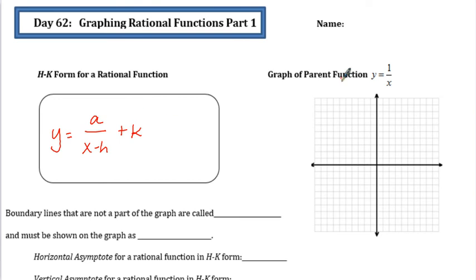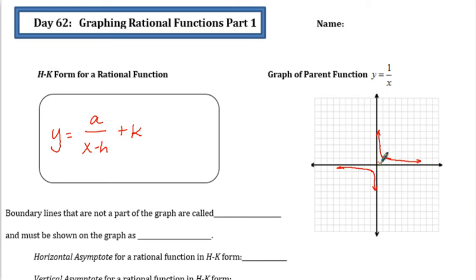The graph of the parent function y equals 1 over x. So h is 0 and k is 0 and a is 1. That graph looks like this. You have a point here and it comes up like this and it comes down like this, and then you have a point like this and it comes like this. So it's a two-part graph.